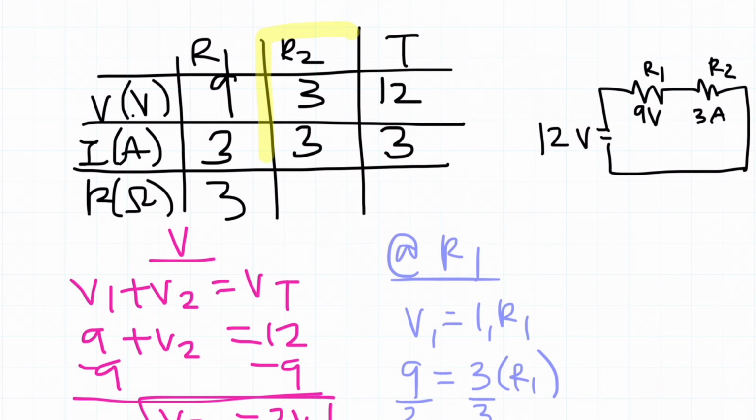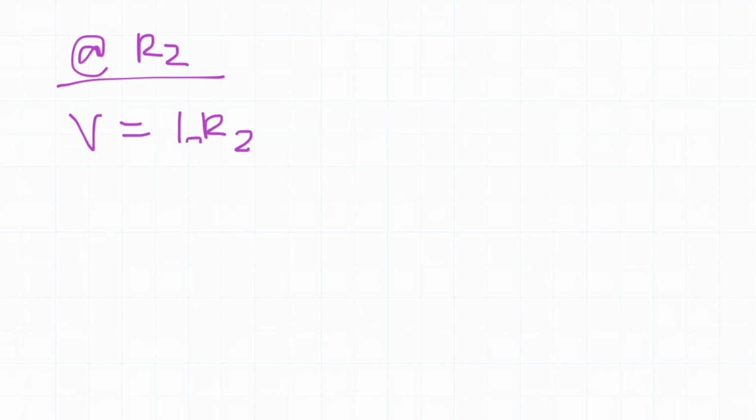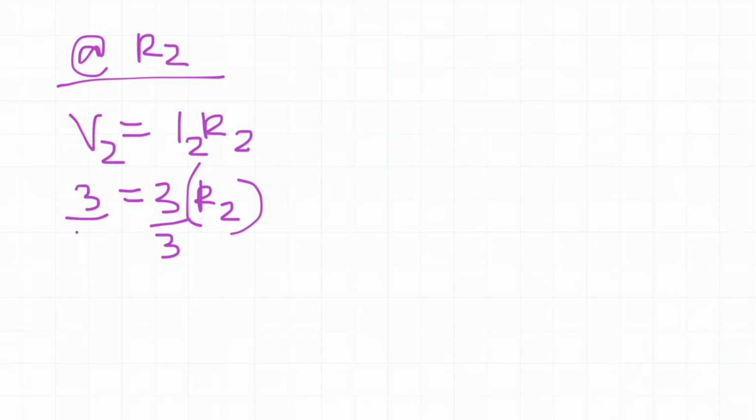Again, you can do the same thing for R2, but use the values of 3 volts and 3 amps. At R2, we still have Ohm's law, which is V is equal to IR, but just for resistor 2. The voltage here is 3 this time. Current was always 3. And we're still trying to solve for R2. Divide each side by 3, and we end up getting that 1 ohm is resistor 2.